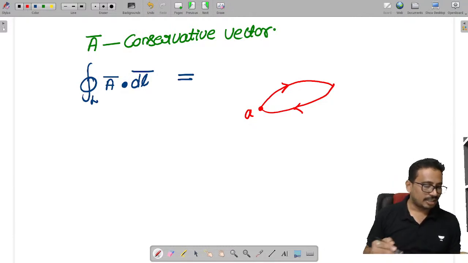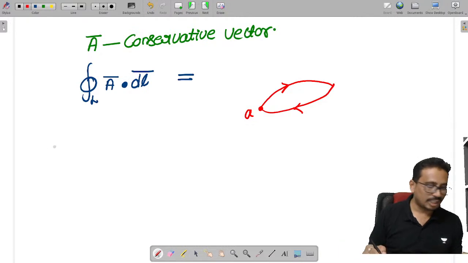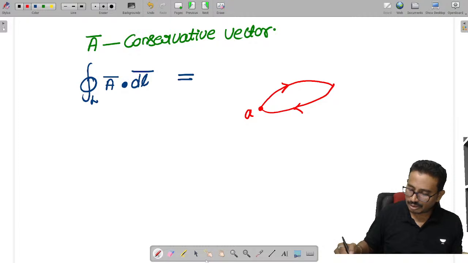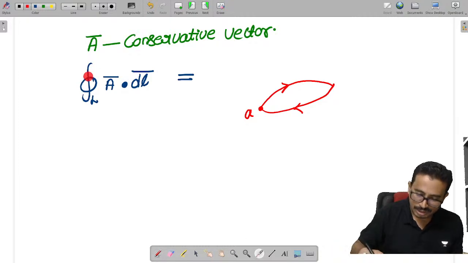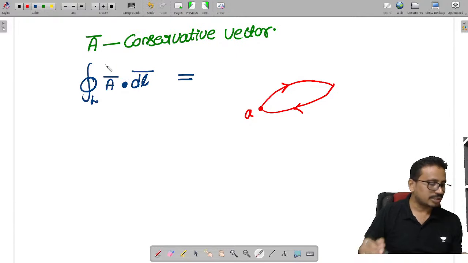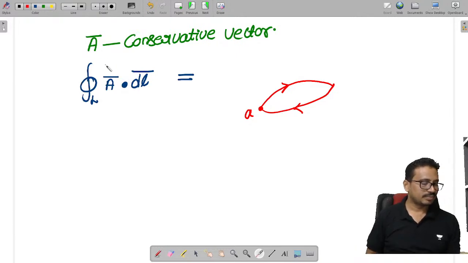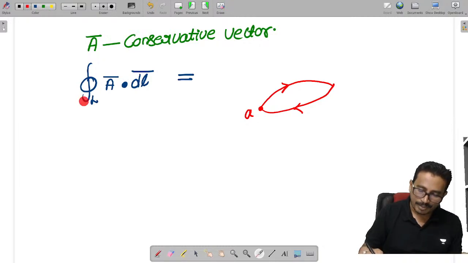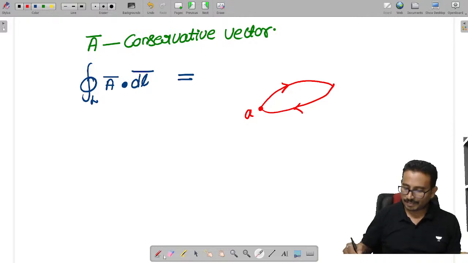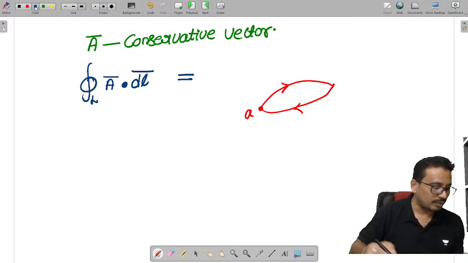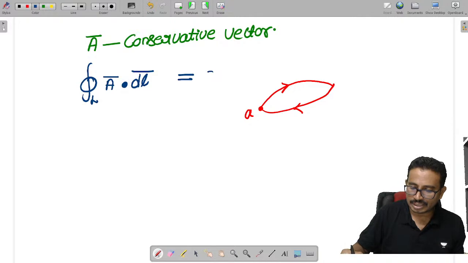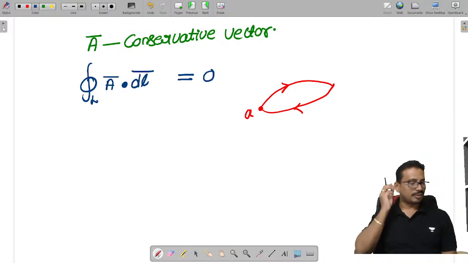Here, closed path means upper limit and lower limit both are same. Initial point and final point same means upper limit and lower limit both are same, na. If the upper limit and lower limit both are same, then what is the integral value? It will be 0.